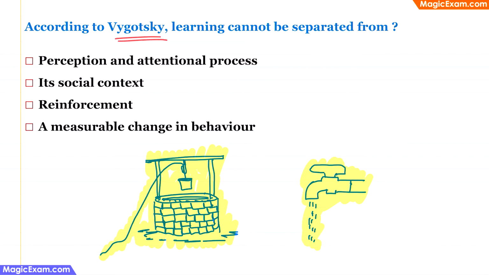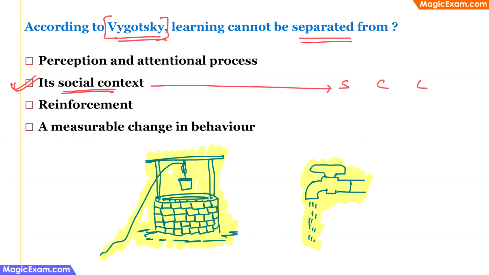According to Vygotsky, learning cannot be separated from which of the following? Now, since we are talking about Vygotsky, the answer choice should have social aspects, cultural aspects or linguistic aspects. And the second option, that is the social context, fulfills this rule. Therefore, this is the correct answer. And even if you look at it without a reference to Vygotsky, social context is the correct answer, because in a classroom when you are teaching something, it has to be connected to the social context.